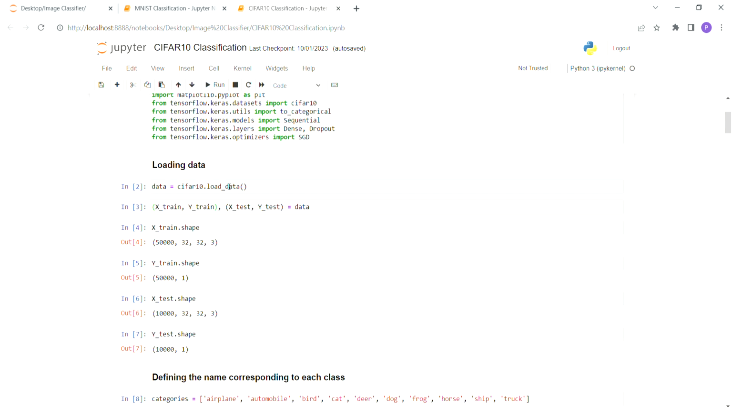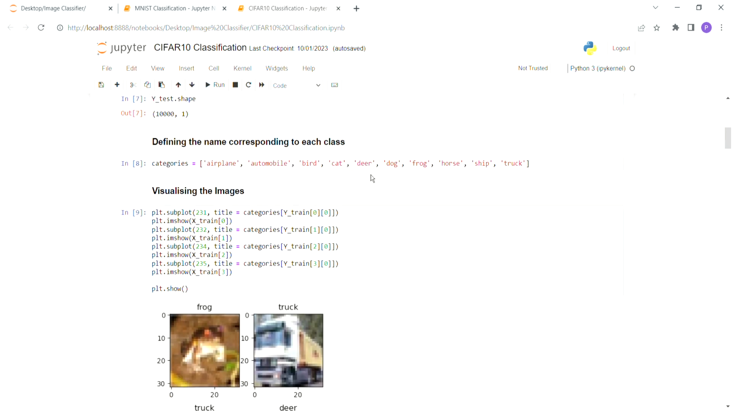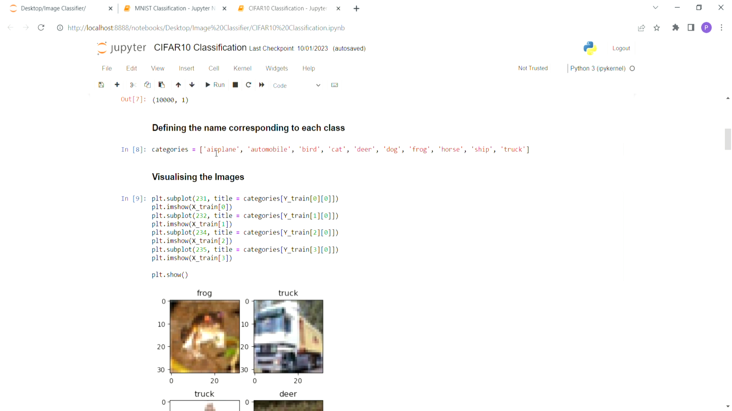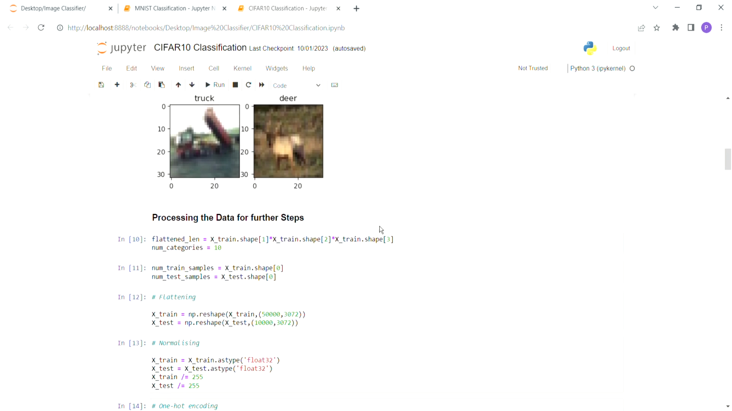That is a square image of 32 pixels on x and y sides and a depth of 3, since these are RGB images, so there are three dimensions corresponding to red, green, and blue values. Now we will be just defining the categories and visualizing some of the images. The images are pretty blurred because the resolution of image is just 32 cross 32, which is quite less.